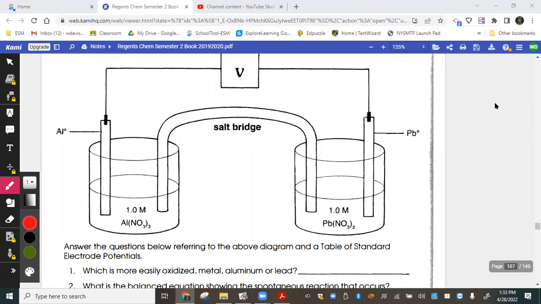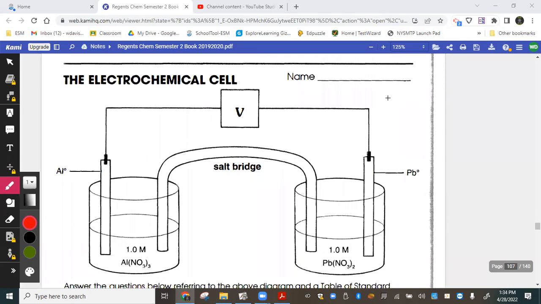This is a voltaic cell, which is one of our types of electrochemical cells. So I'm just going to write that over here on the top of my screen that this is a voltaic cell.